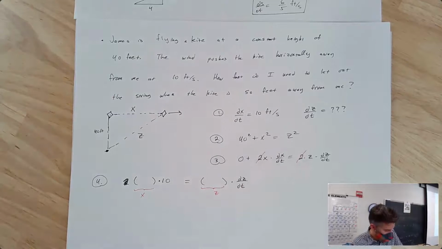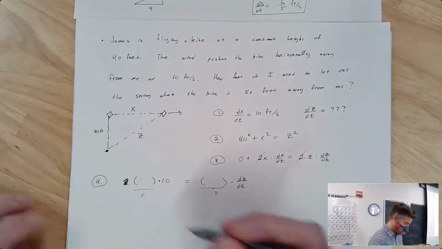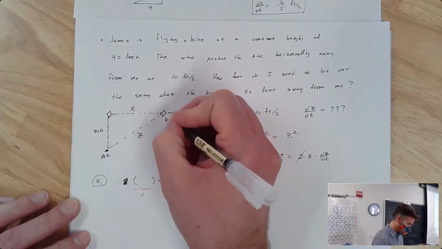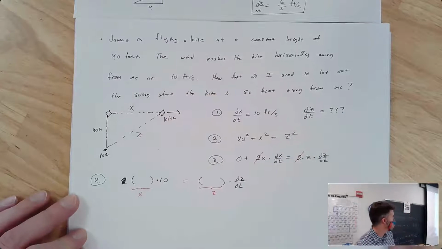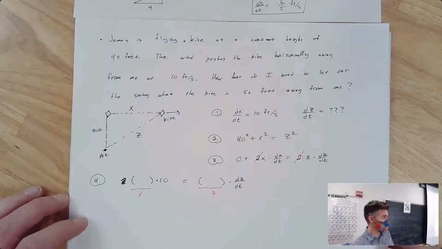Well, the question says, how fast do I need to let out the string when the kite is 50 feet away from me? Which of those variables represents that? Is x how far the kite is away from me, or is z how far the kite is away from me? Well, here's me. Here's the kite. It is z. It's actually how far the kite is away from me.